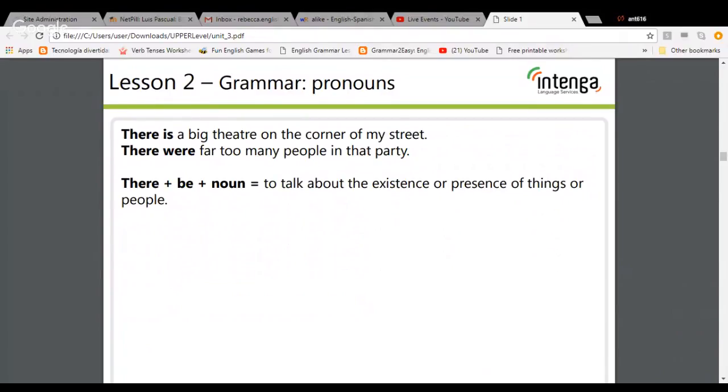There is a big theater on the corner of my street. There were far too many people in that party. There plus be plus noun equals to talk about the existence or presence of things or people.